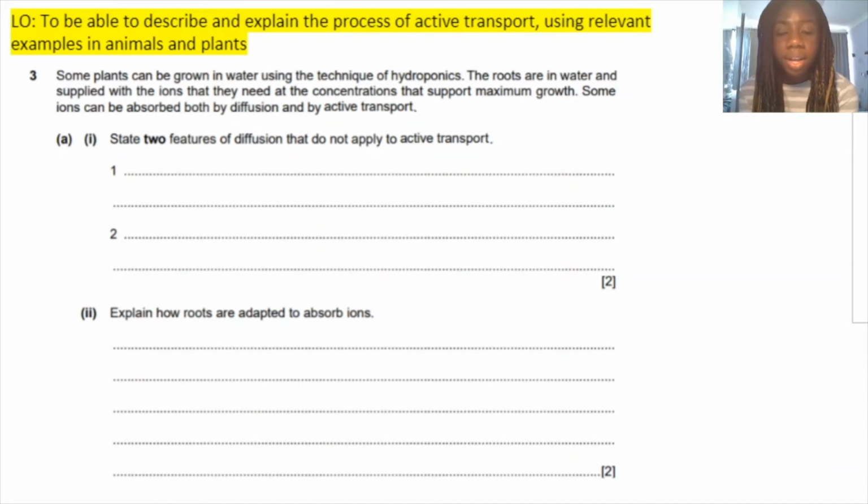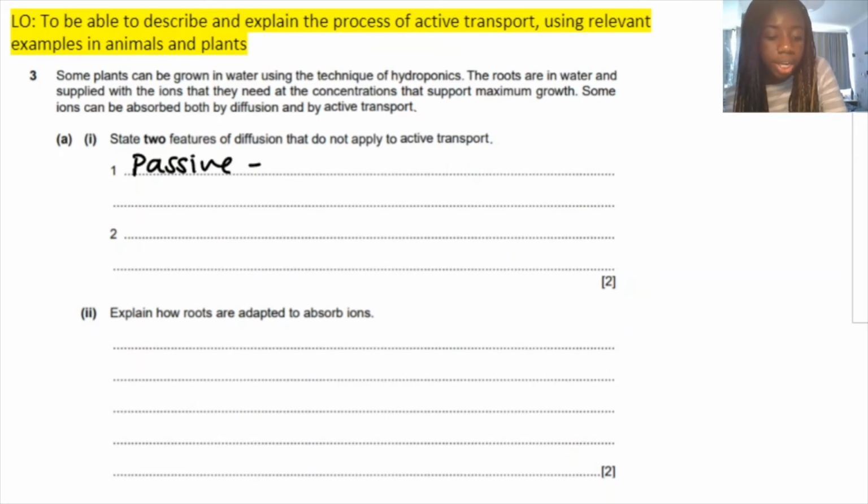So for this first question, we need to have a knowledge of diffusion and active transport and essentially be able to compare both processes. So first off, we can start thinking about the features of active transport and then explain how they differ to diffusion. So obviously the main characteristic of active transport is that it's active, so it requires energy, and we know that diffusion is a passive process which does not require energy. So we can put that diffusion is passive and there's no energy required.